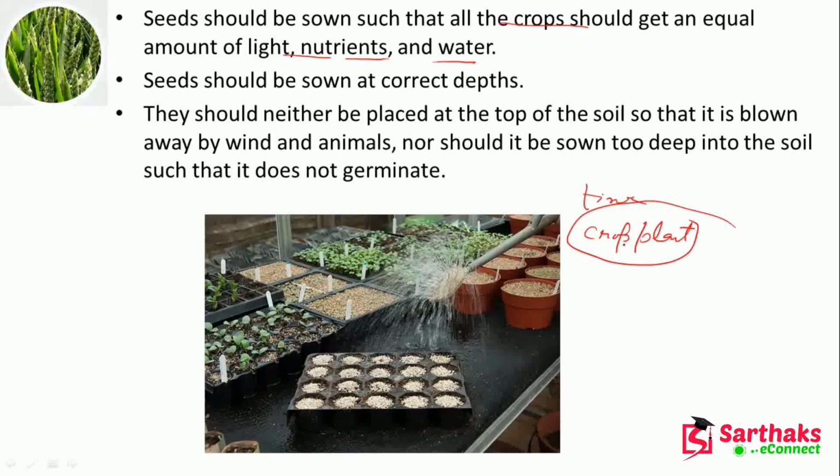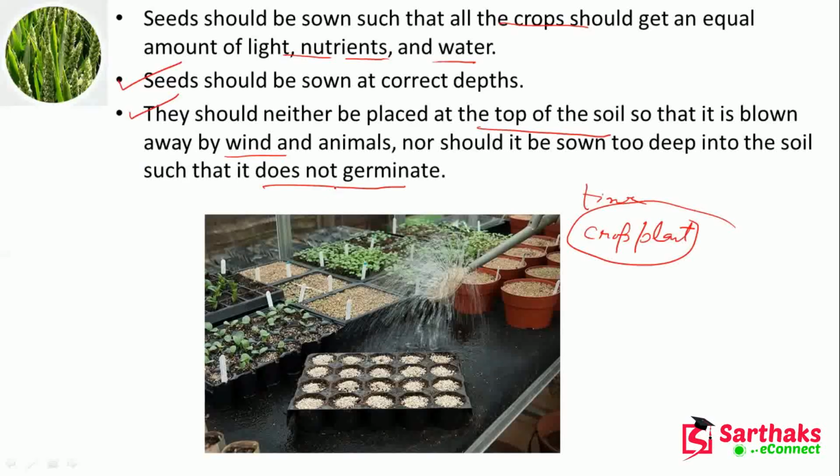By maintaining the same depth and the same distance from each other. And seeds should be sown at the correct depth. They should not be placed at the top of the soil, so that they will not be blown away by wind, or, whenever grazing animals are in the field, be damaged so that they will not germinate. So the depth should be proper. Otherwise, due to the wind, the seed will just fly away.